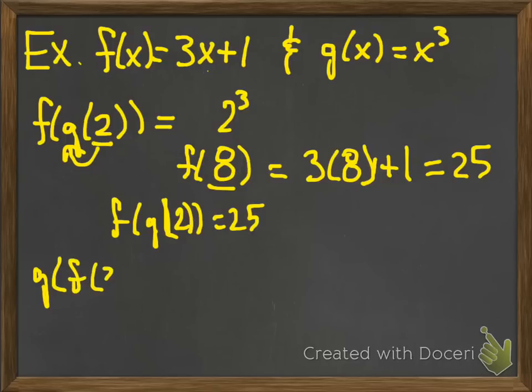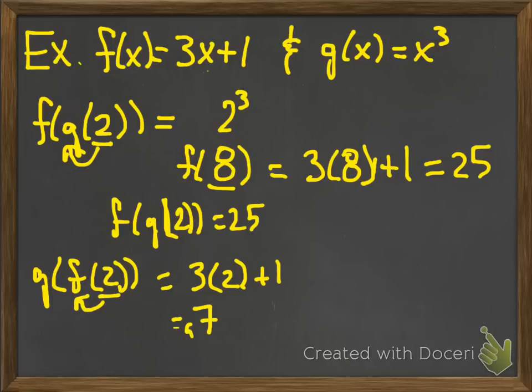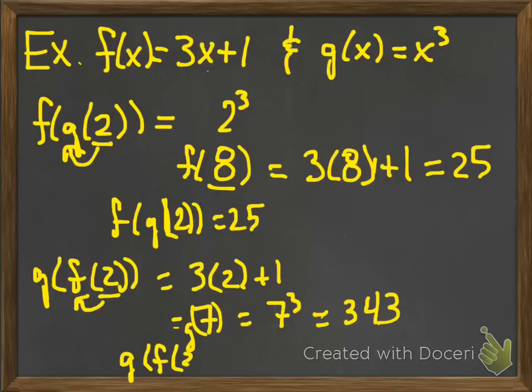Say, for example, g of f of 2 means I'm going to put 2 in place of the x for the f function and say 3 times 2 plus 1, which is 7. Then I'm going to put that into the g function, so 7 cubed, which is 343. Notice how they give you different answers, so order is important. Keep that in mind.